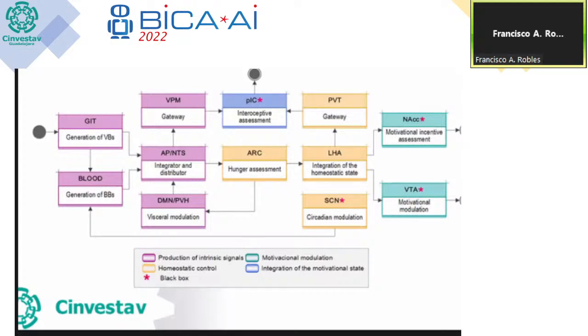Posterior insular cortex, PIC, and paraventricular thalamus, PVT, are also signaled in the model. Lateral hypothalamus and suprachiasmatic nucleus from hypothalamus, and also nucleus accumbens, NACC, and VTA, ventral tegmental area.